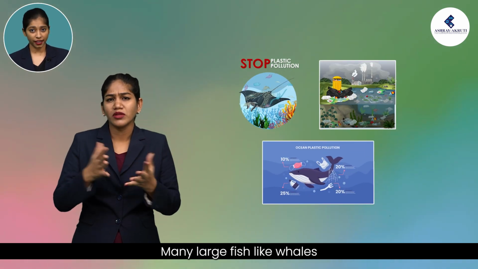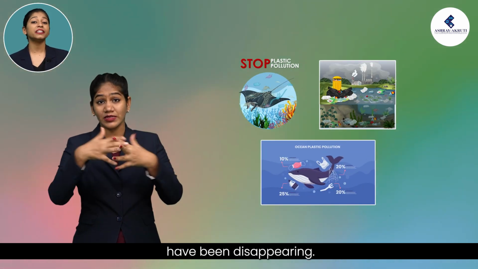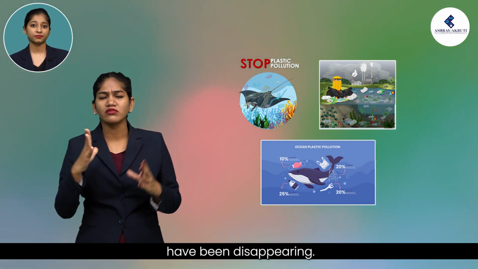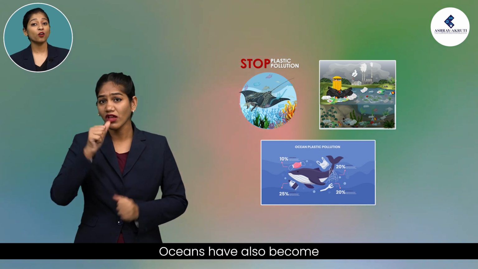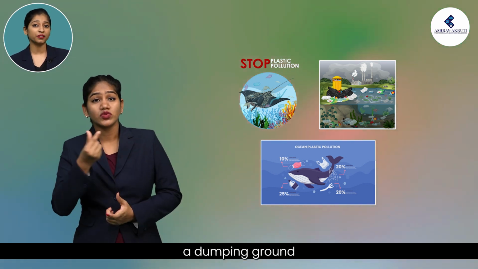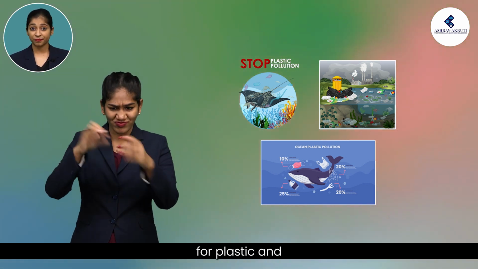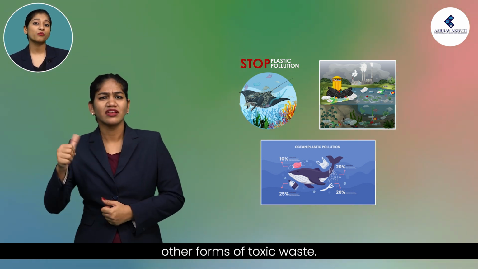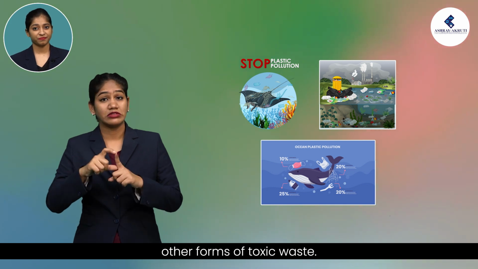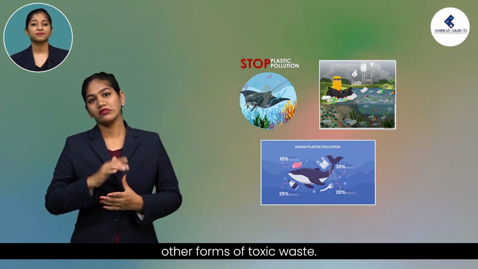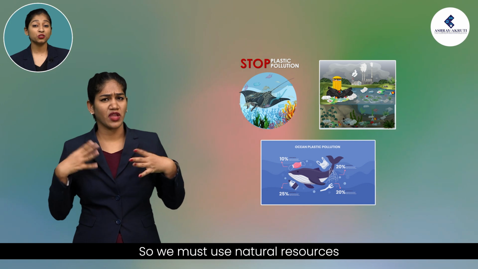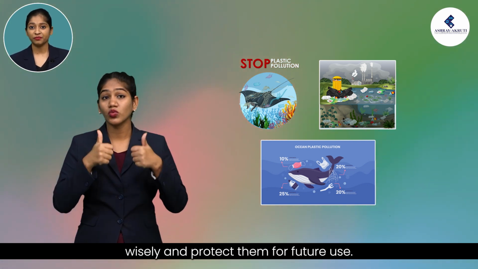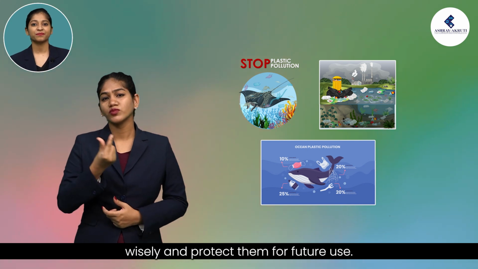Many large fish like whales have been disappearing. Oceans have also become a dumping ground for plastic and other forms of toxic wastes. So, we must use natural resources wisely and protect them for future use.